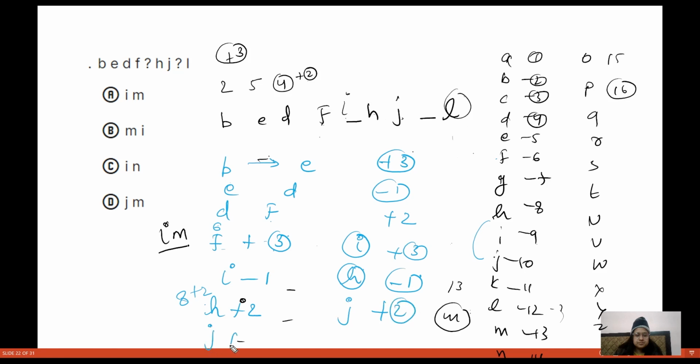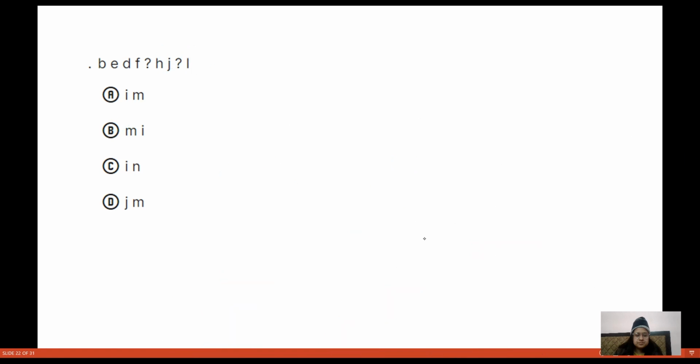Again I'll do J plus 3. J is 10, 10 plus 3 is 13, and 13 is M. I'm getting M here. Again my condition is satisfied, since M minus 1 is L, so I'm getting I M. So this is how you do these kinds of questions. Okay, fine. Now let's move on to the next question.